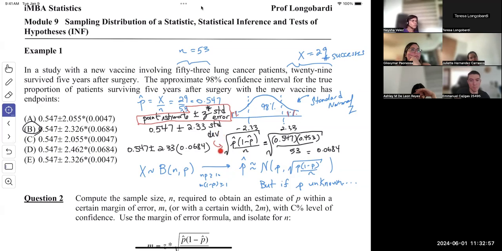I use this calculation, the substitution of p hat instead of p, to get what I call the standard error, but it's like the standard deviation. It's just that I used an estimate in there because that's all I could do. So this is much more practical.